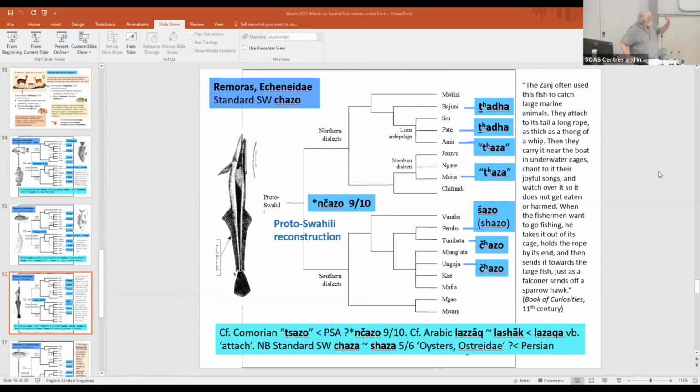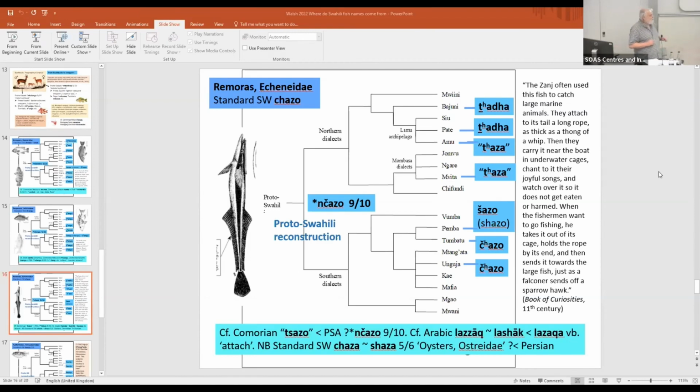And here's chazo, the suckerfish that was once kept in order to catch turtles. I don't know if any of you are familiar with this history of using fish to capture turtles, but there are some really nice descriptions of the remoras being kept in cages by fishermen and then used, because they attach themselves to other fish. They do the same to whales and porpoises and all sorts as well, but they can be trained.